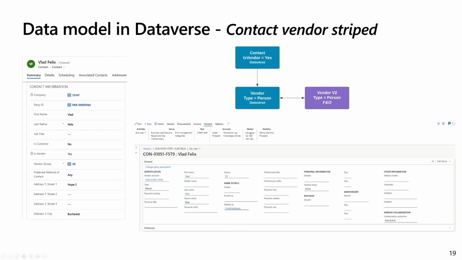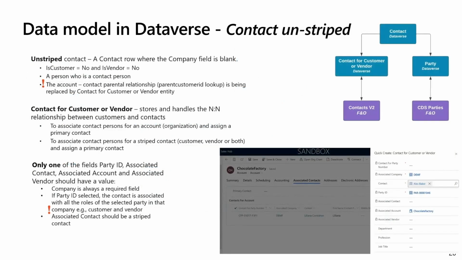With the party model and global address book solution, the existing contact form will therefore be used to create 4 types of records going forward. A sellable contact, aka B2C customer, that is a company striped record; a vendor person, which is a company striped record as well; and the combination of the two, a sellable contact as well as a vendor person, also a company striped record. The 4th type of contact available is an unstriped contact.